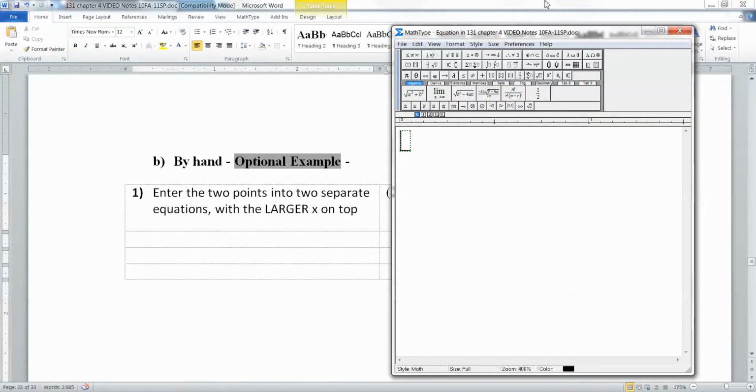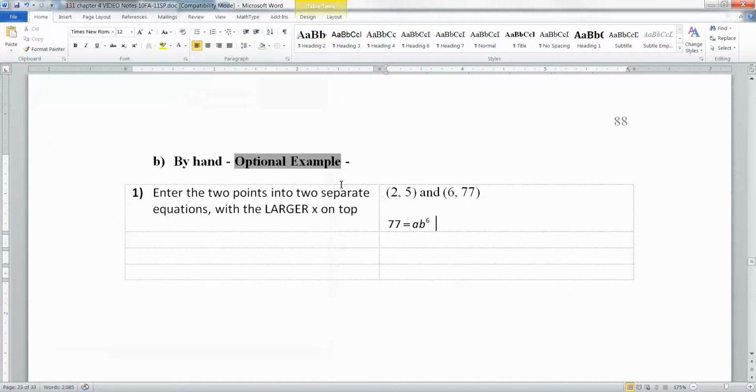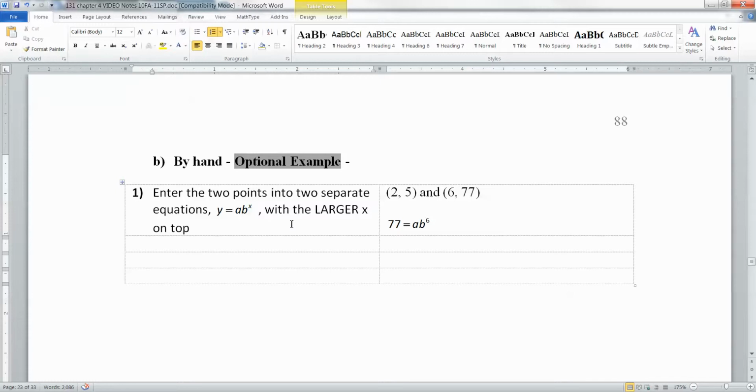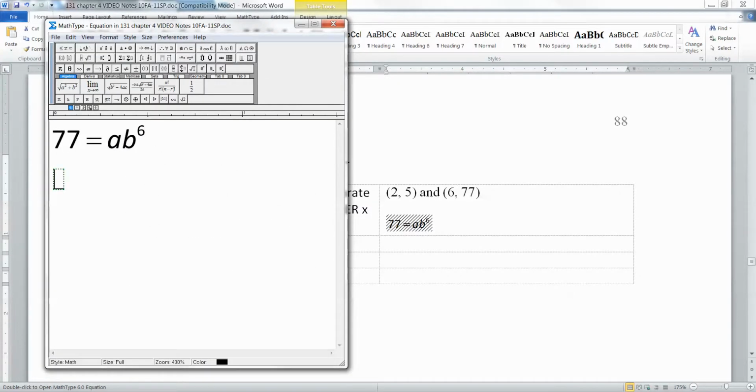So you go, okay. Let's see. Remember, it's y equals ab to the x. So I'm going to go 77 equals ab to the 6. As a matter of fact, in 2 separate equations, let me just put what those are. That way you don't forget. ab to the x, right? 2 separate y equals ab to the x equations with the larger x on top. So I put that one in there, and then right below it, I'm going to put 5 equals a times b to the 2.